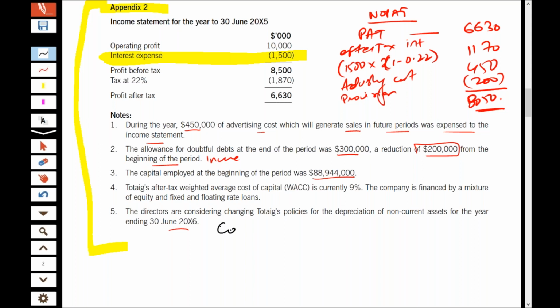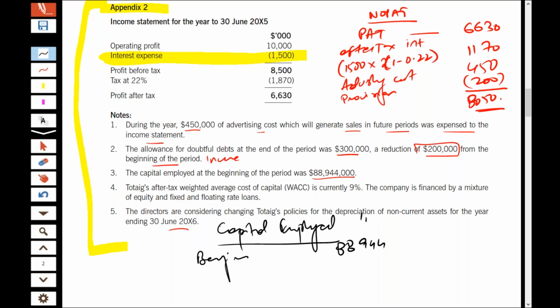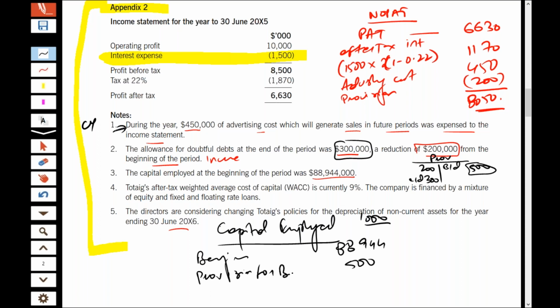Just wait a minute, please. Can we also do the calculation for the capital employed? So the beginning capital is 88944, because we are working in terms of thousands. Then you need to perform the adjustments. This advertising cost is for the current year. We had an allowance at the end of the period of 500,000, a reduction of 200,000. If you talk about the provision for bad debt, what was the opening provision? We have a closing provision of 300,000. There was a reduction of 200, so that means there was 500 at the opening. So 500,000 is the provision for bad debt that was existing.